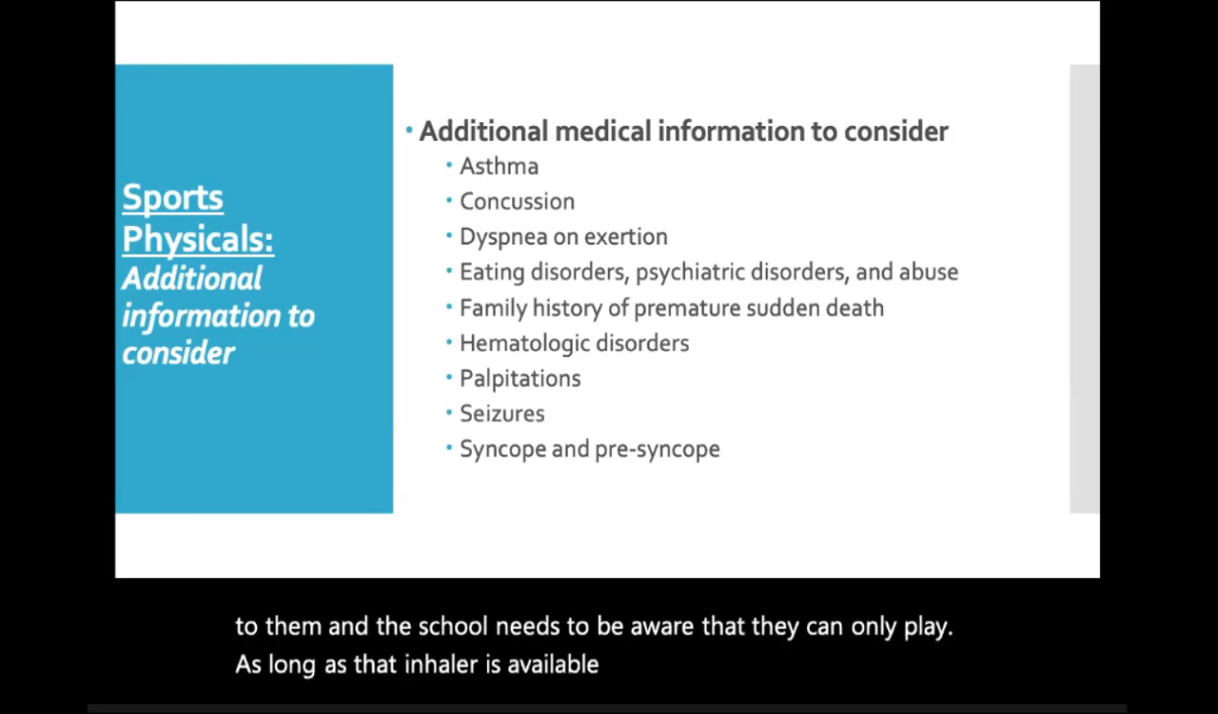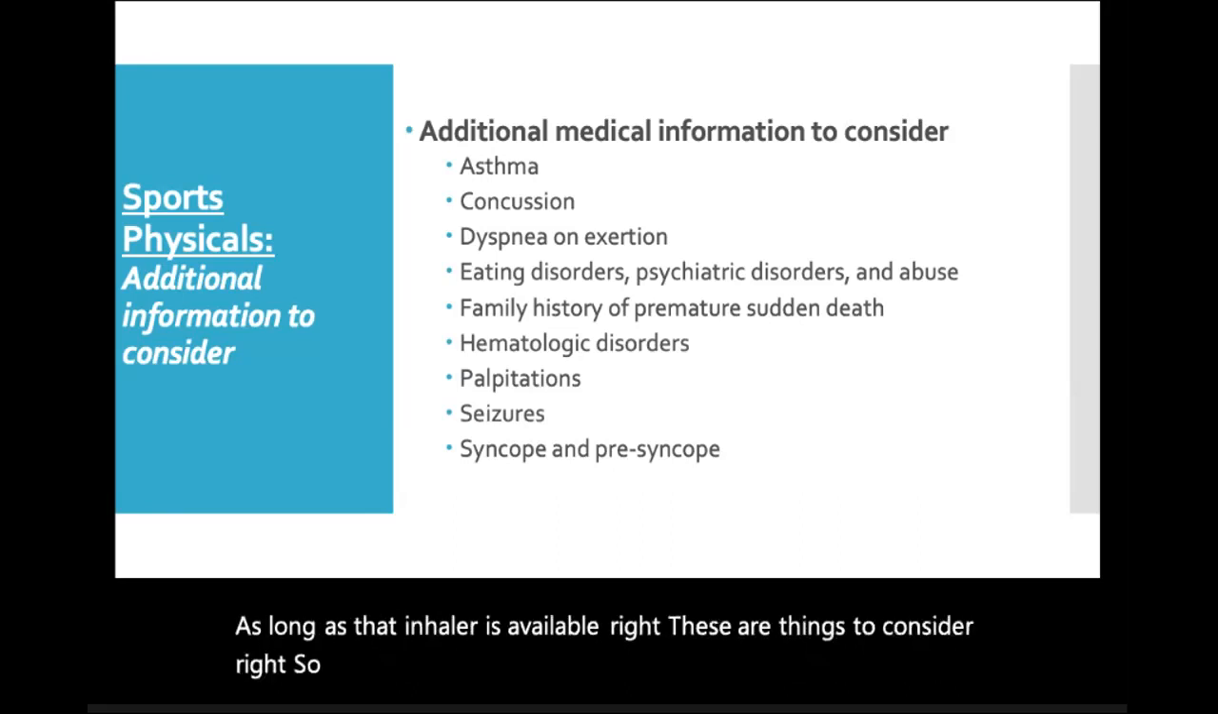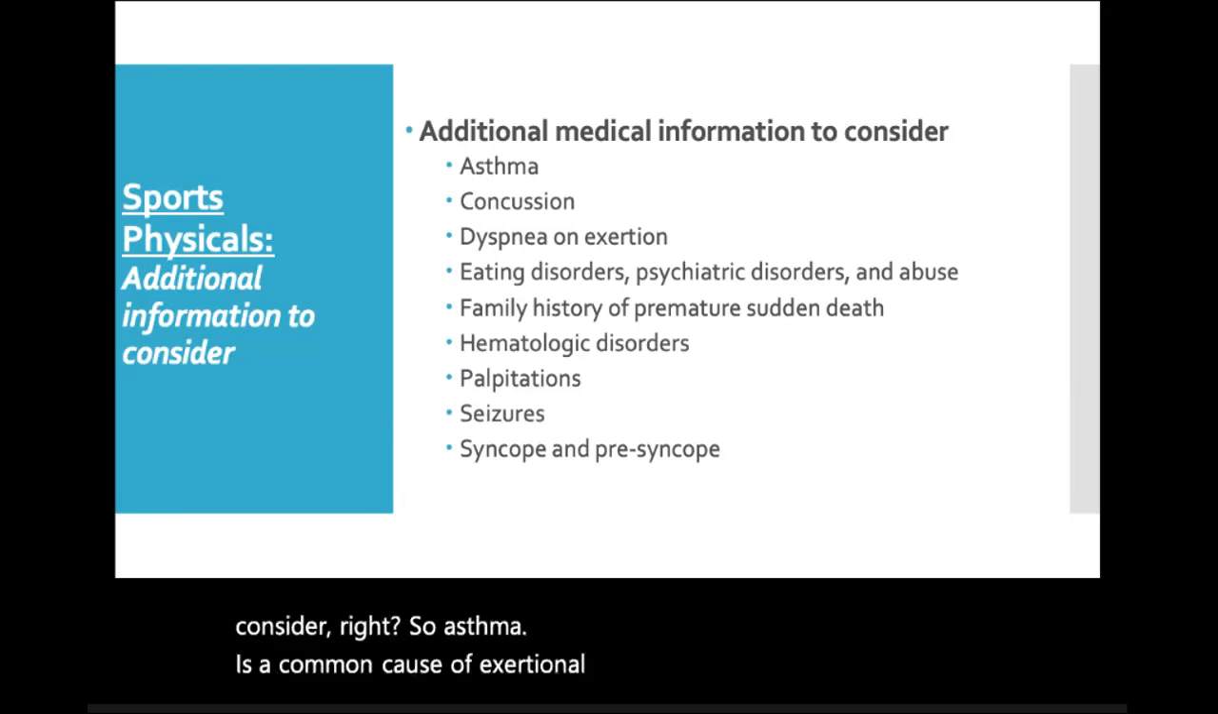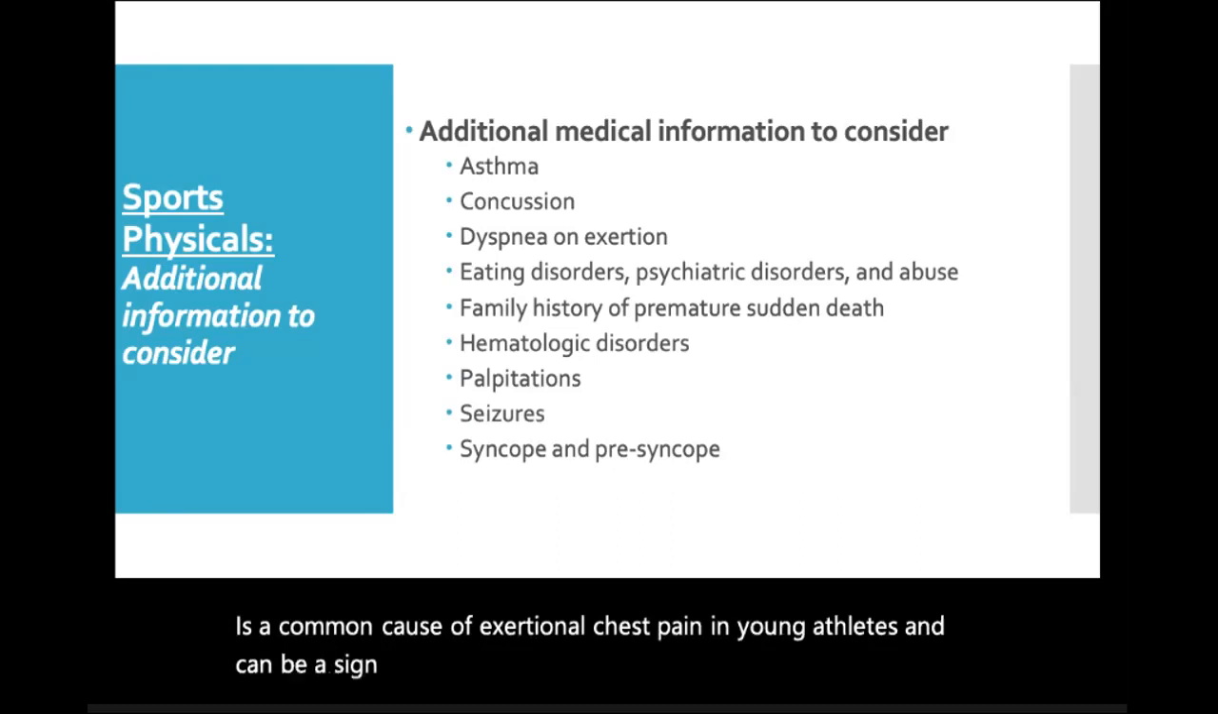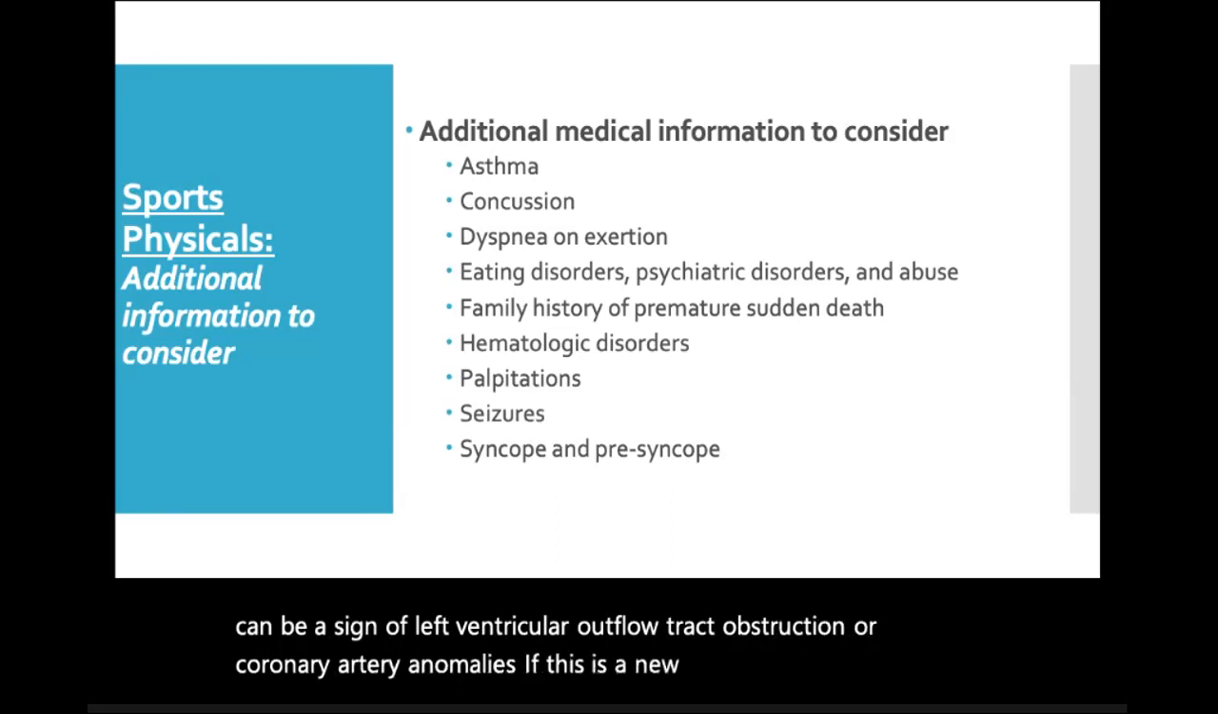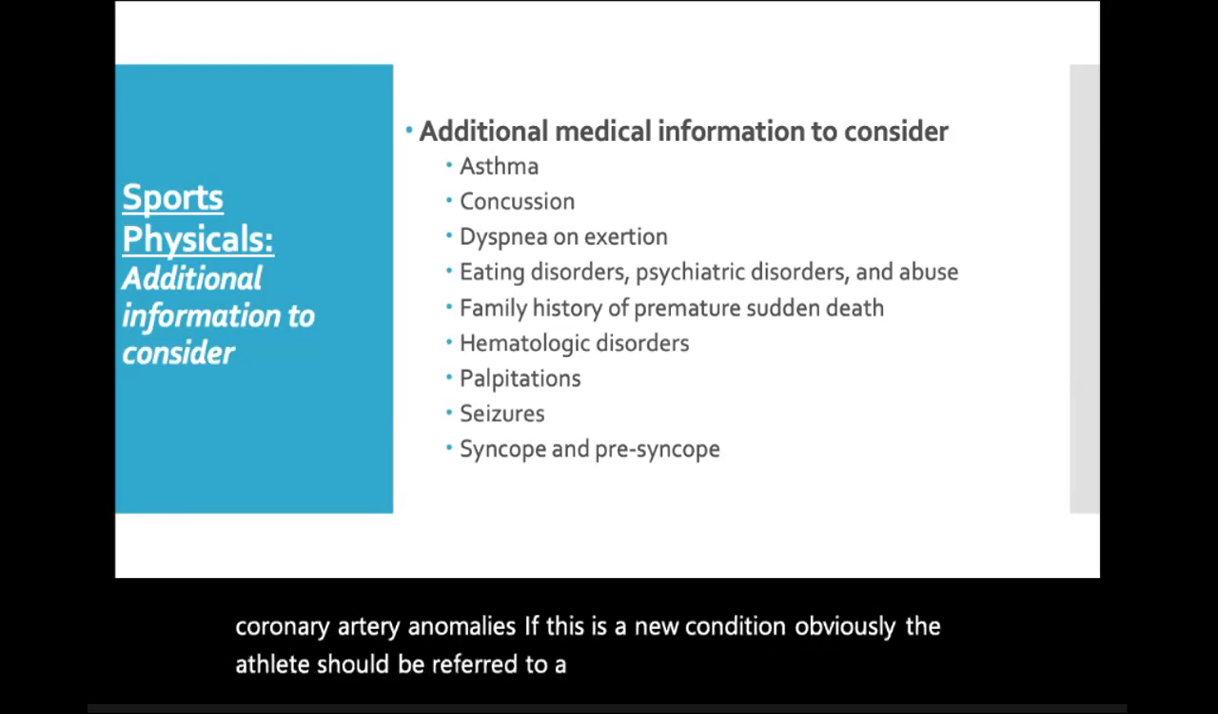These are things to consider, right? So asthma is a common cause of exertional chest pain in young athletes and can be a sign of left ventricular outflow tract obstruction or coronary artery anomalies. If this is a new condition, obviously the athlete should be referred to a pulmonologist, okay?